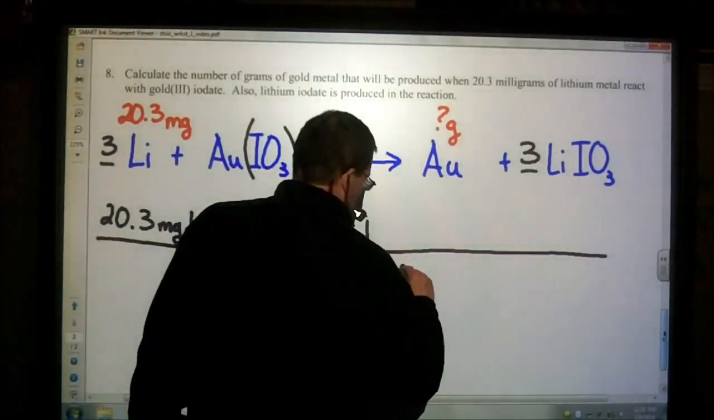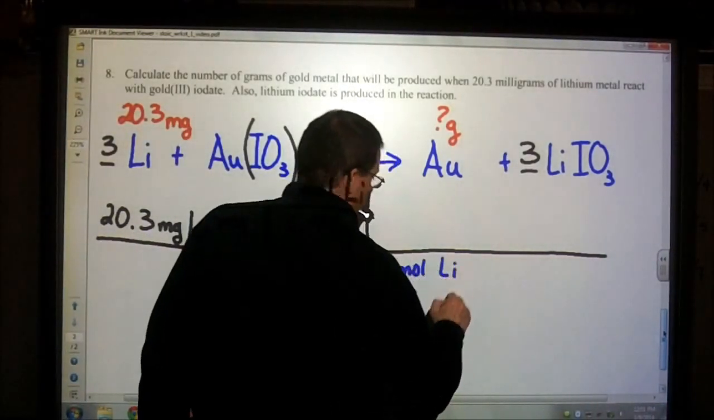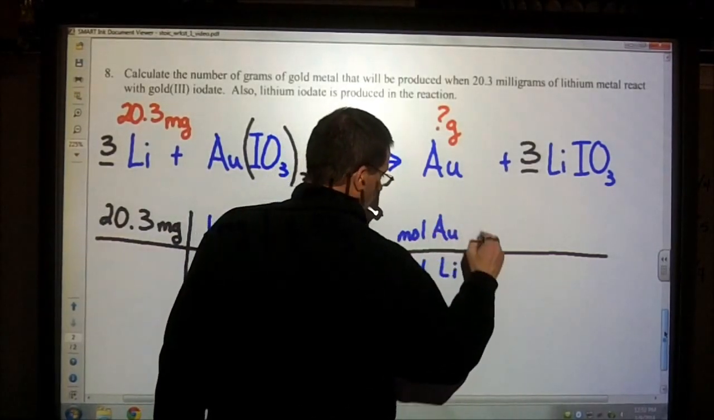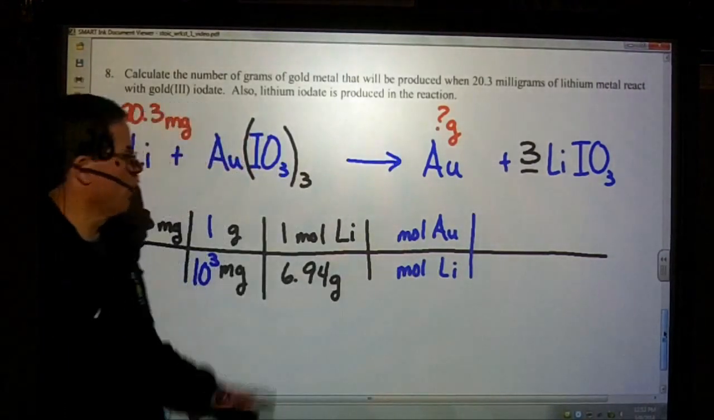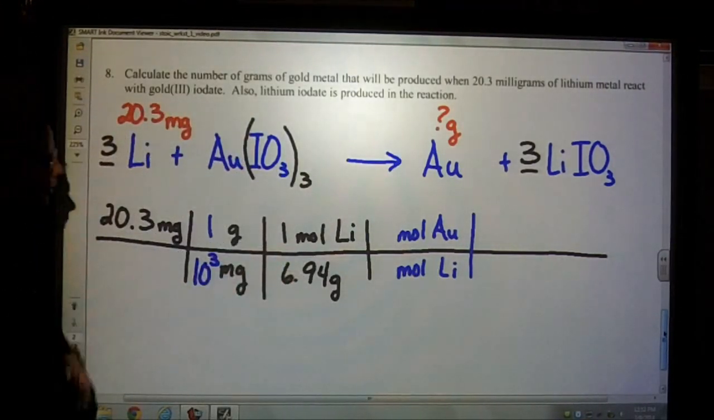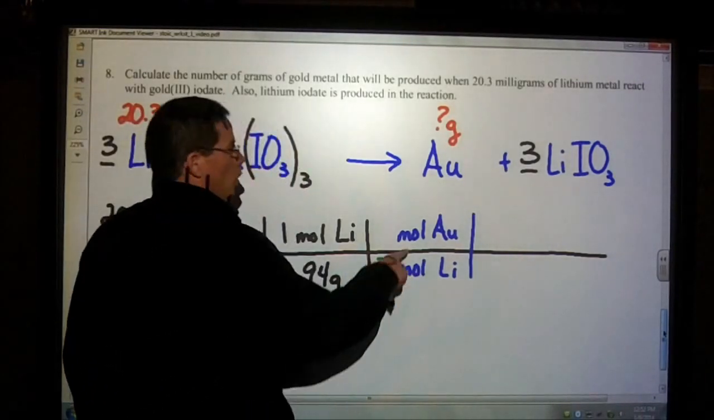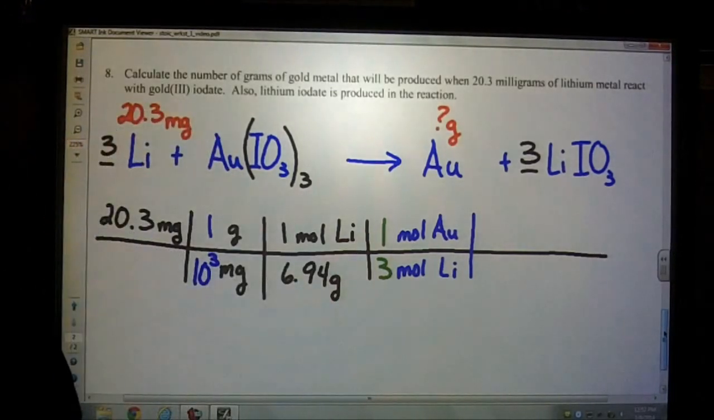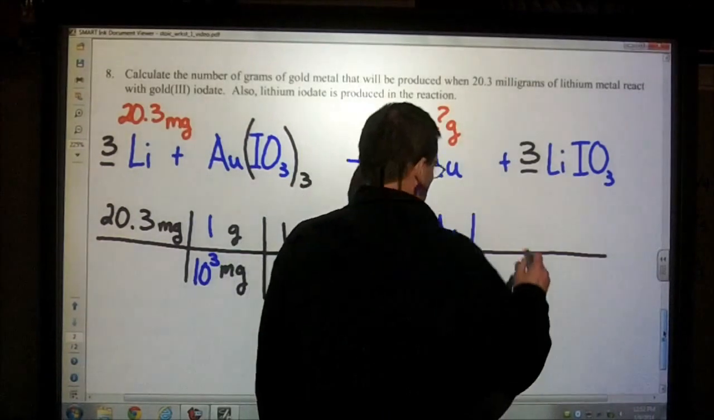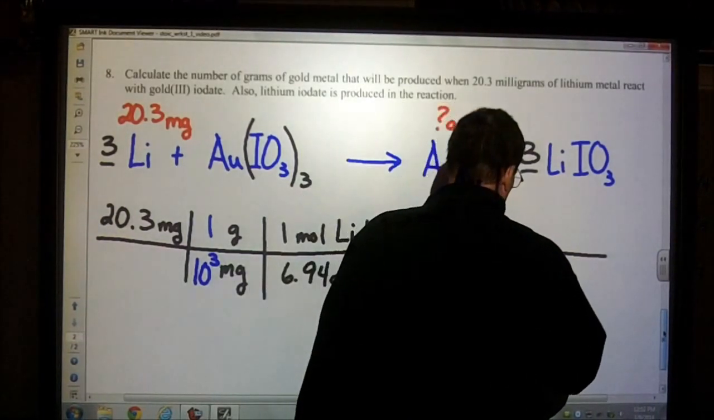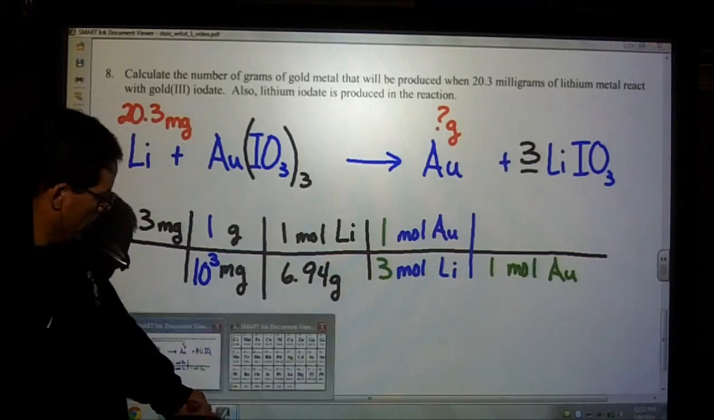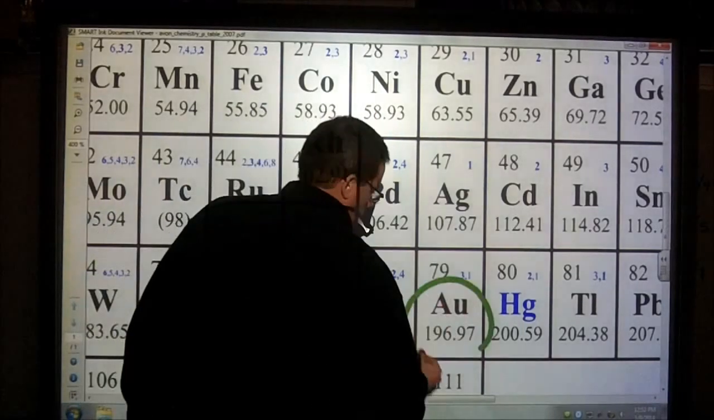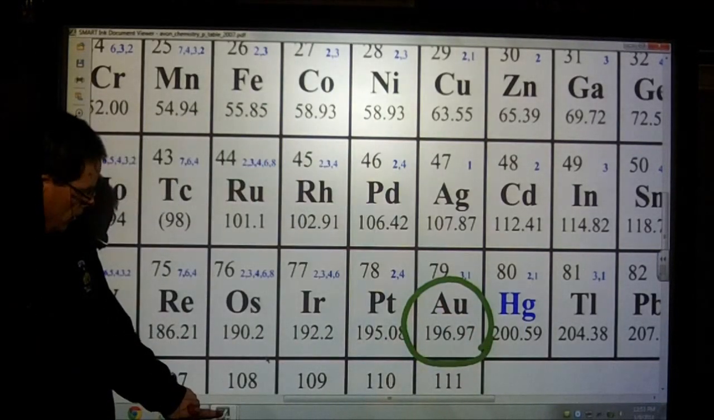We need to get rid of our moles of lithium, and we're looking for moles of gold. So let's find out what the values are. Again, we go to the balanced equation. Lithium is a 3, and gold is a 1. And then the last thing that we need to do is convert the moles of gold into grams of gold. So we're going to put 1 mole of gold down here, and gold has a molar mass of 196.97.